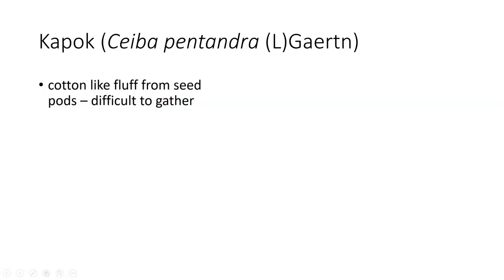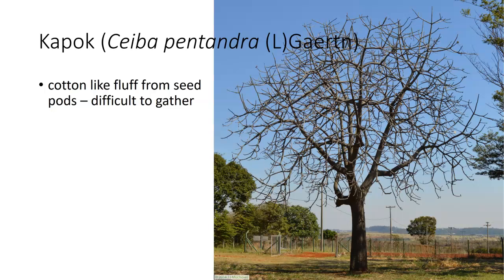We also have what we call kapok. Kapok is the cotton-like fluff from the seed pods. It's difficult to gather, many times used to stuff pillows. This is what the tree looks like. The tree in this particular case is just beginning to form fruits on it. It's a rather large tree, which means it's not easy to get up and gather the fruits after they have opened. You've got to be able to gather them and then process the material.